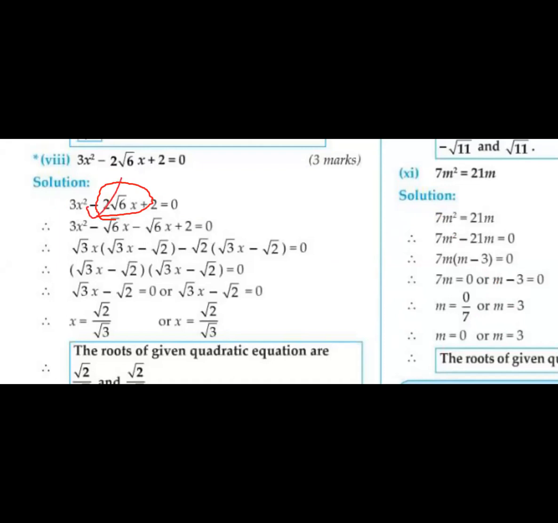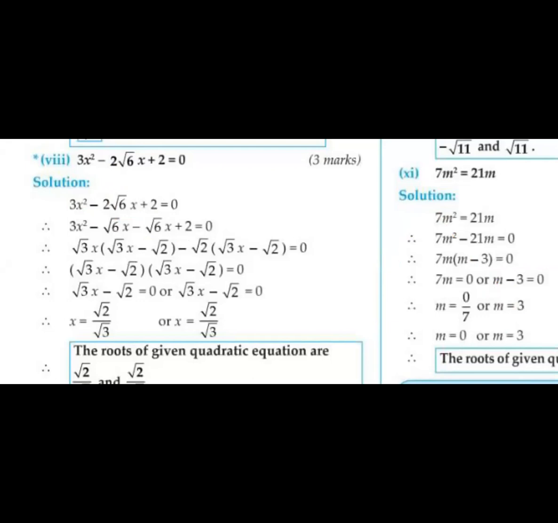But the middle term is minus 2 root 6. Take this sign. So we are taking minus root 6 minus root 6. Clear? Here it is minus root 6 minus root 6.